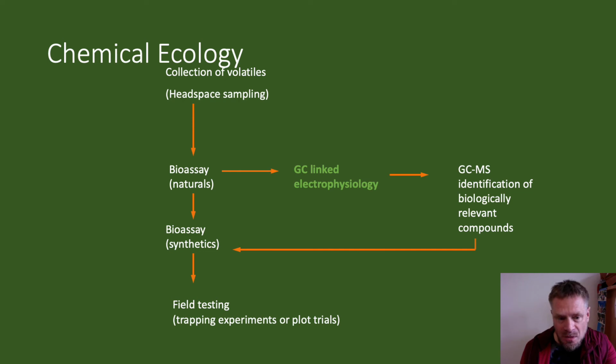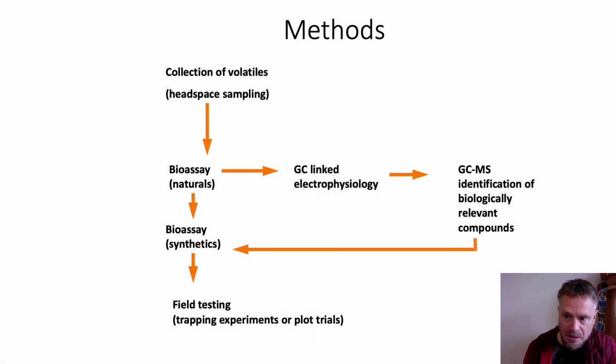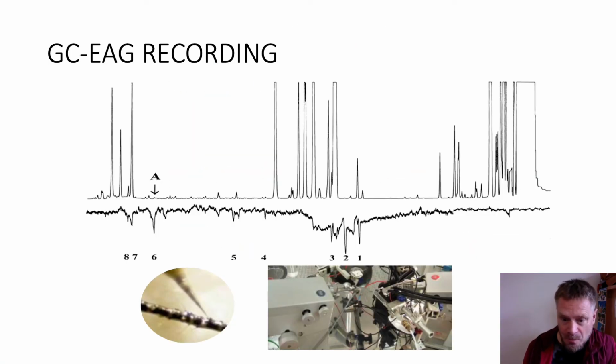So if we do get something which is behaviourally active, so say we've got something which is strongly attractive or strongly repellent, then we want to know what that is. And the way to do that is to ask the insect. There's a very cool technique that can be done, which involves recording from the insect antennae. So you actually connect up electrodes with the insect antenna, and you can make a circuit, and then you puff the different chemicals over the antenna.